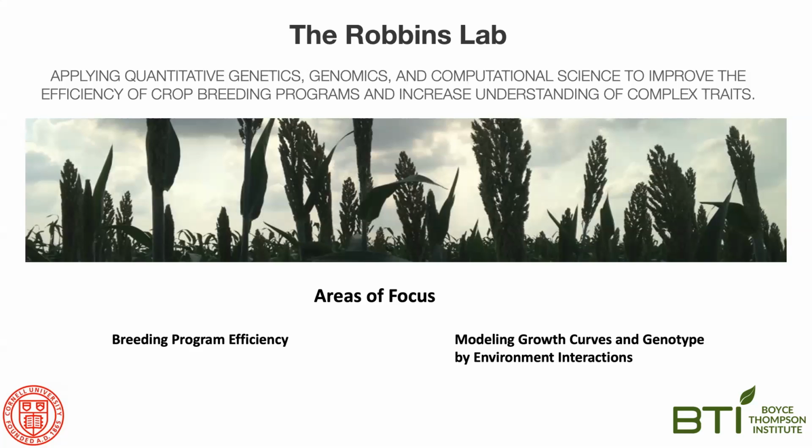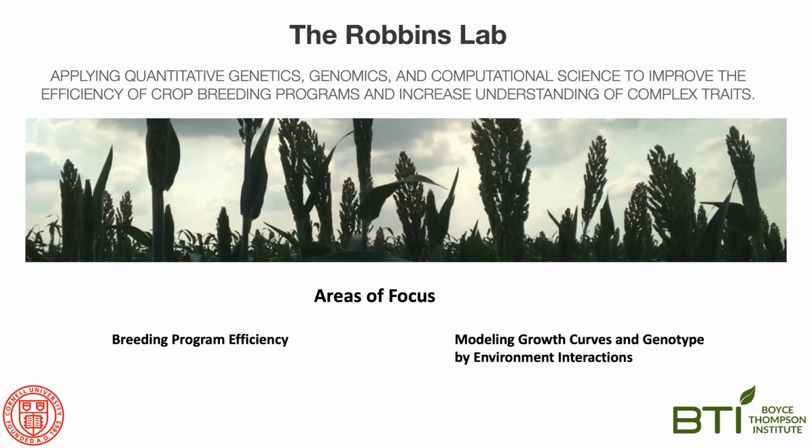But I would say that within our lab, our research partitions into two different areas. One is around breeding program efficiency. We do a lot of work with international ag, trying to improve the efficiency of breeding programs, particularly those that have limited resources. And the other is modeling growth curves and genotype by environment interactions, and that's what we'll be talking more about today.